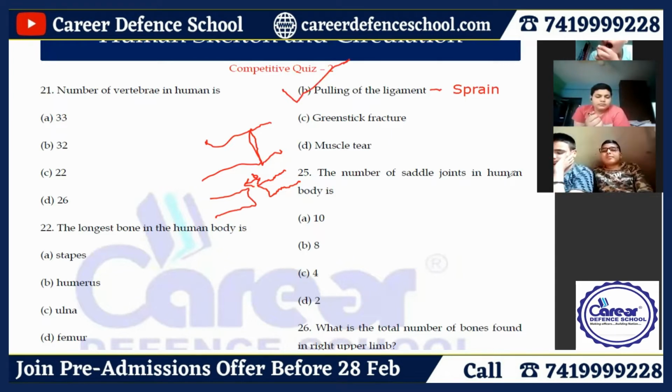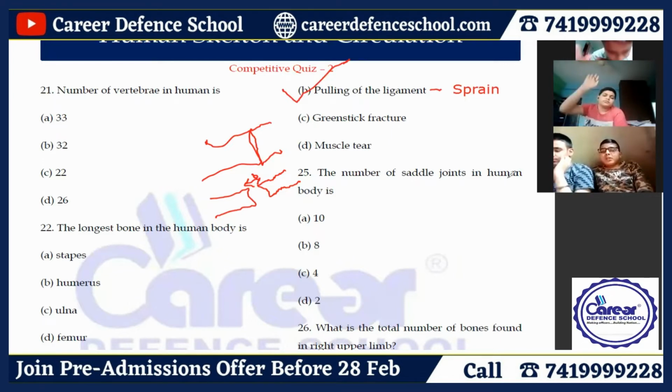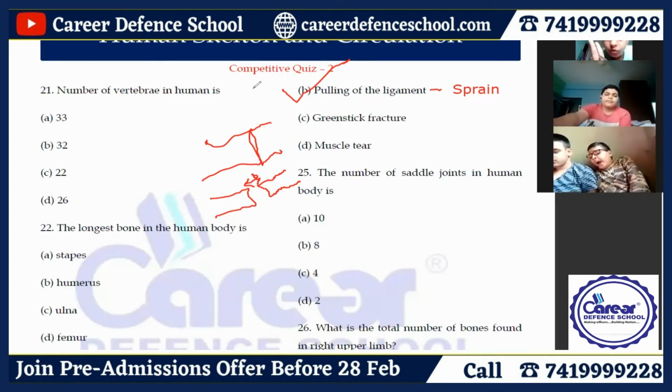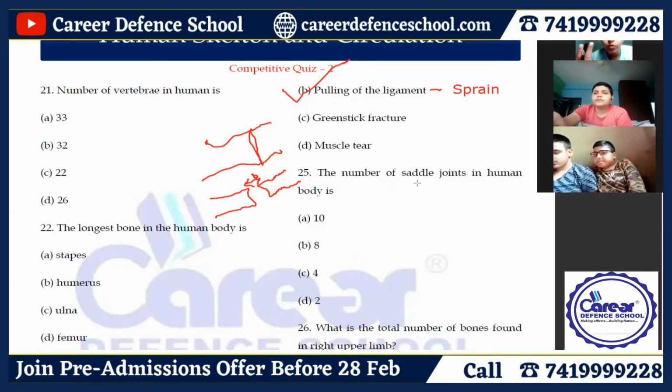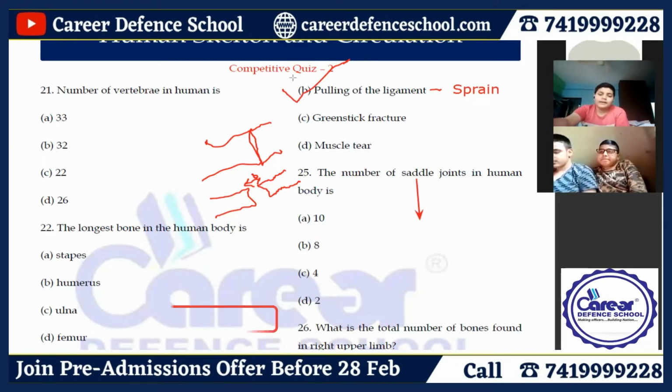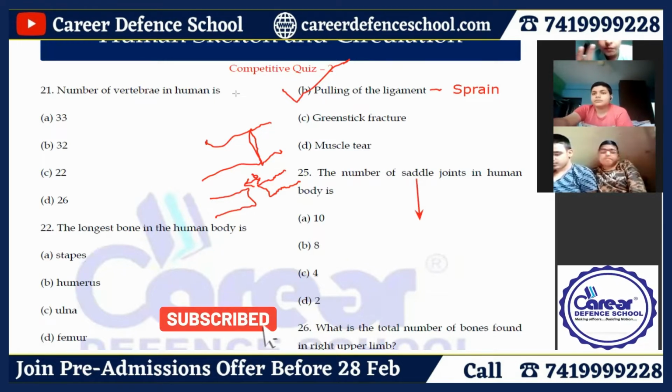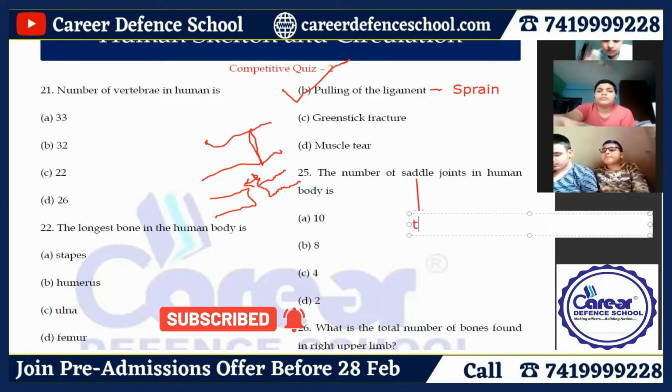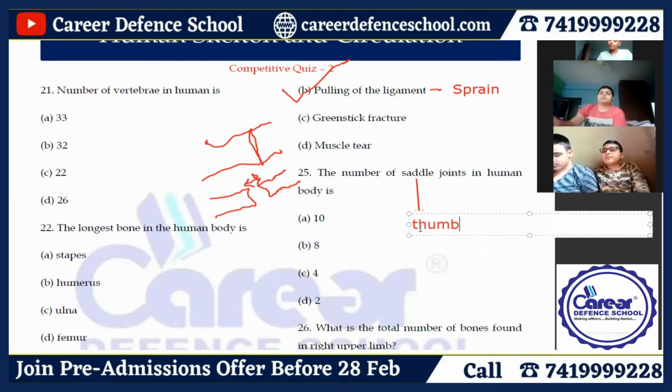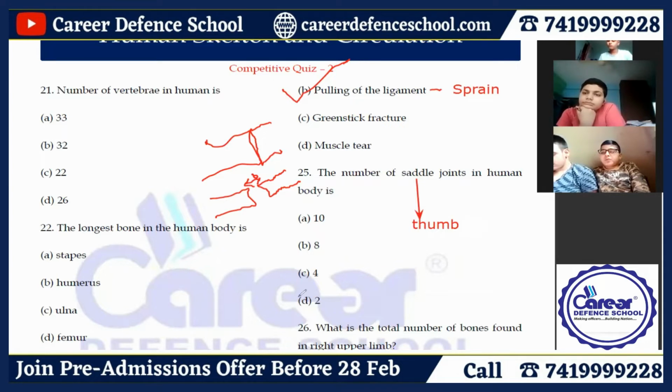The number of saddle joints in the human body is, Kritik, can you tell me where a saddle joint is found? Ma'am, there are two saddle joints in our body: the thumb and the foot tarsals. Very good. In the thumb. So there are two saddle joints in the human body. So its answer is D, 2. Okay, mark it, 2 saddle joints. Everyone done this?